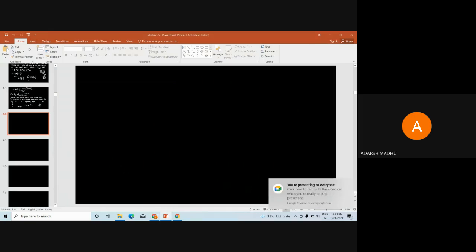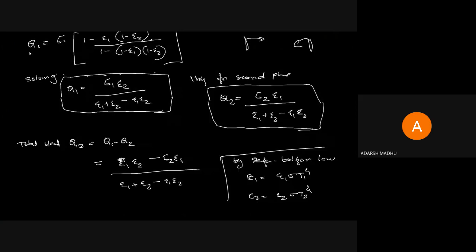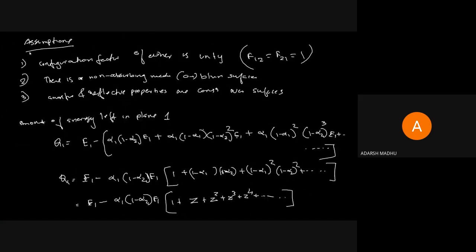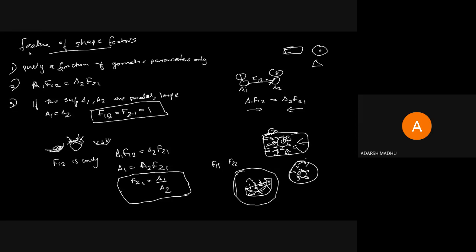So please write down a problem. Before the problem, just write down something simple. For the last class, I think last 2 sessions before, we had written some features of shape factors, right? Features of shape factor: one thing is A1 F12 equal to A2 F21.